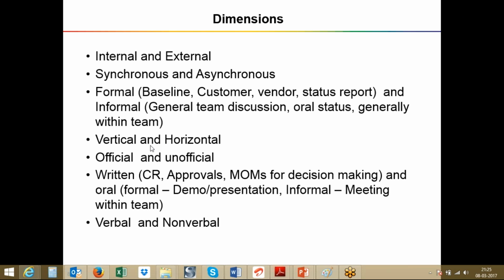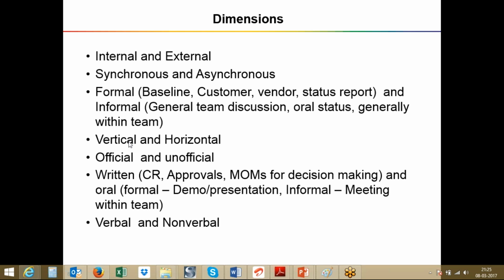Vertical and horizontal communication, this is one more dimension. Vertical is when we are talking to our higher-ups, or to our lower grade people. When I say lower grade, it doesn't mean that they are lower in any sense, but position-wise, in the organizational chart per se, that person is reporting to you. Your reports, the person you are reporting to, your manager's manager, all those are vertical communication, because we are going up and down.